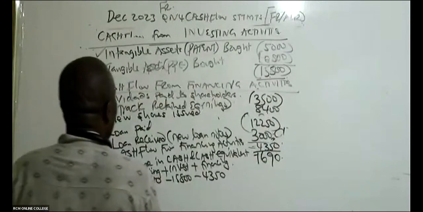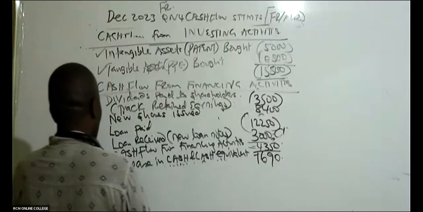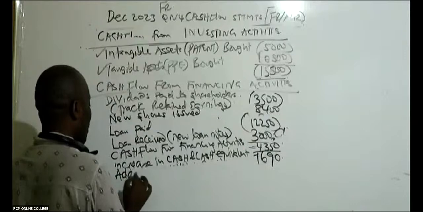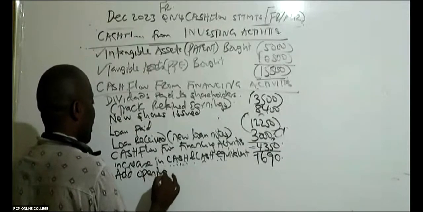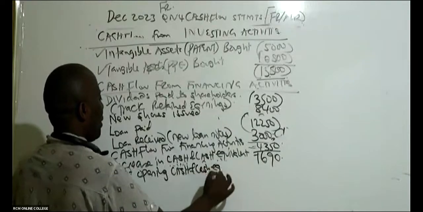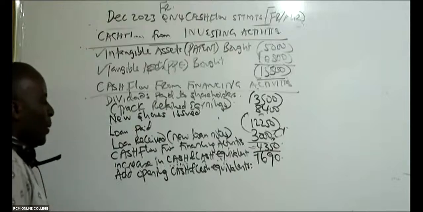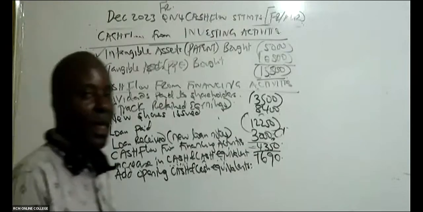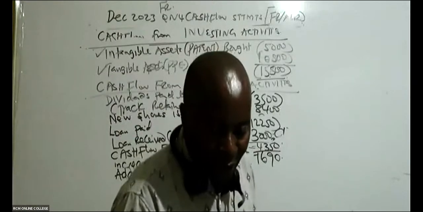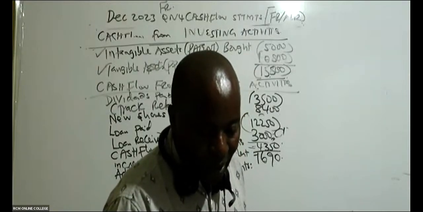bring forward the opening cash. So in this case, you say add opening cash and cash equivalents. Go to your balance sheet, not cash flow, but balance sheet.